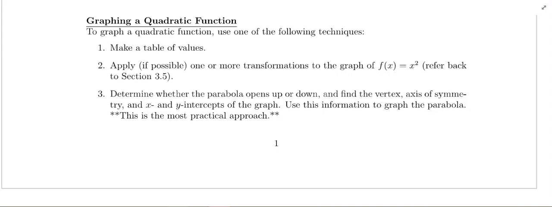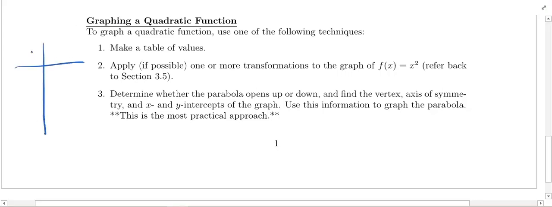So at the bottom of page 1, we're going to talk about how to go about graphing a quadratic function or parabola. It says to graph a quadratic function, use one of the following techniques. Number 1, make a table of values. We've done that before in this class. Remember what that means. If you make a table of values, you set it up like this, a little t-chart. You get to pick the x values, and then you take each one and plug it into the original function to get the corresponding y value.